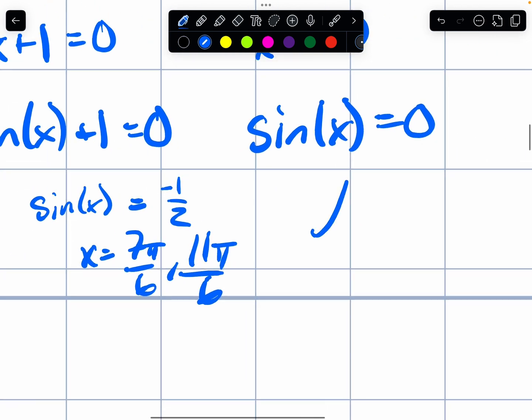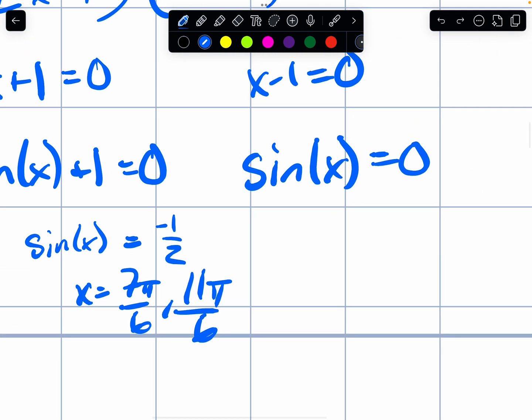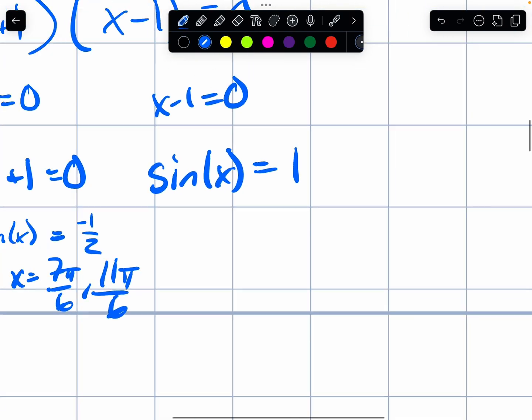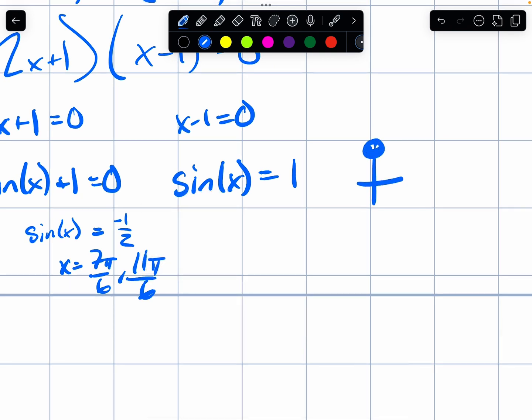And then my other answer is just one. Is that true? Oh, oops. I have to bring that negative 1 over. My bad. So that would become 1. And when sine of x equals 1, we know that we are up top, when my y value equals 1. So that's just going to be x is equal to pi over 2. So those are your answers.